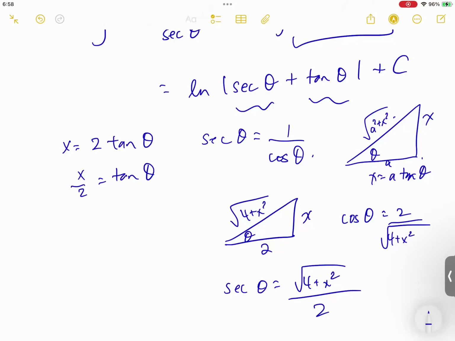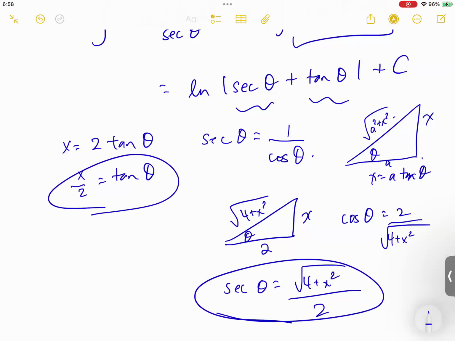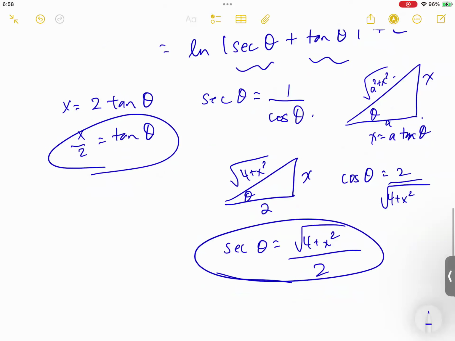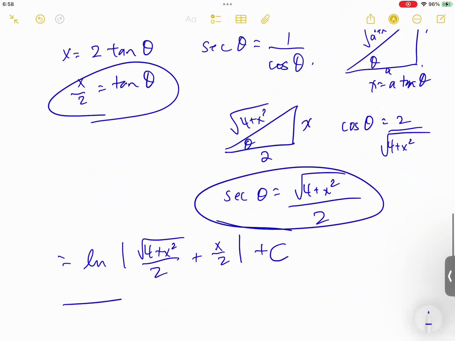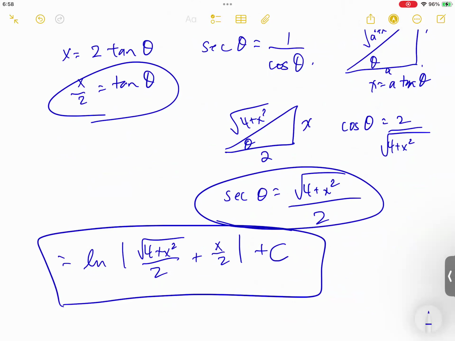So for your final answer, you have to plug in these expressions. So we have basically ln of secant theta, which we said was square root of 4 plus x squared over 2, plus tangent theta, which is x over 2, plus c. So this is our final answer for the integral. So I hope that helped.